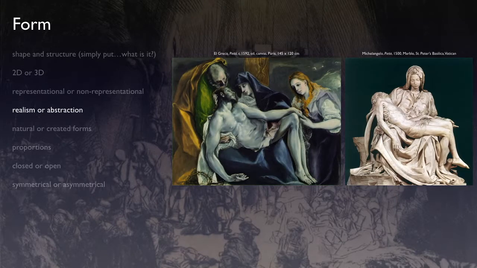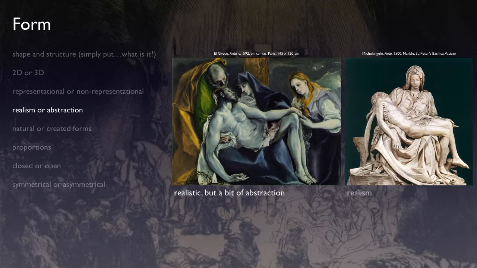If we actually have something that's representational, it can be realism or abstraction. The El Greco is realistic. We can tell that these forms are realistic. However, where is his pelvis in that mass? Look at his upper leg. It's compressed compared to his lower leg that's elongated. So it's abstracted. He's taking reality and changing it for effect.